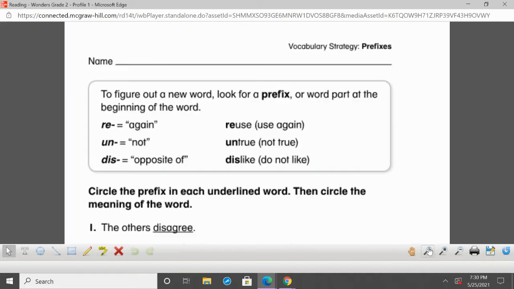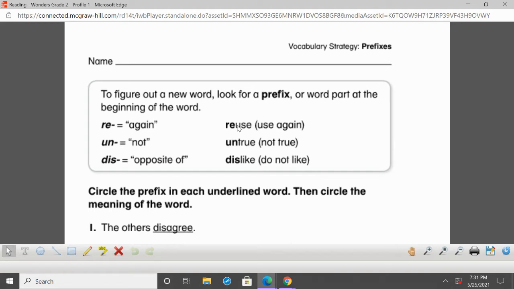Here are common prefixes that we see. So it says to figure out a new word, look for a prefix or word part at the beginning of the word. So again, we have our root word, which is our main word, and then we have that word part in the beginning, which is a prefix. So re, R-E, is a common prefix, and it means again.